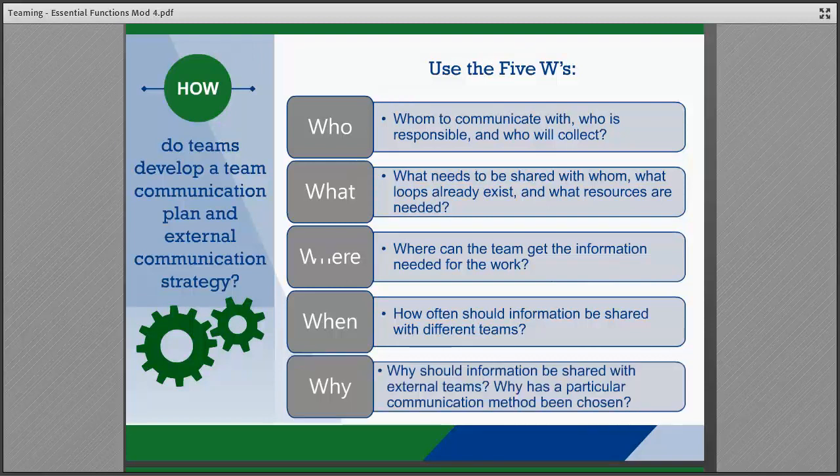Why? Why should information be shared with those external to the team? What are the criteria for deciding which information should not be shared externally? Why has a particular method of communication been chosen to communicate with a particular group?